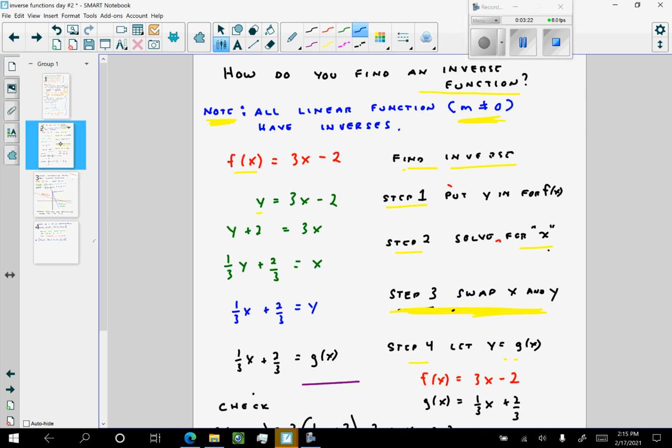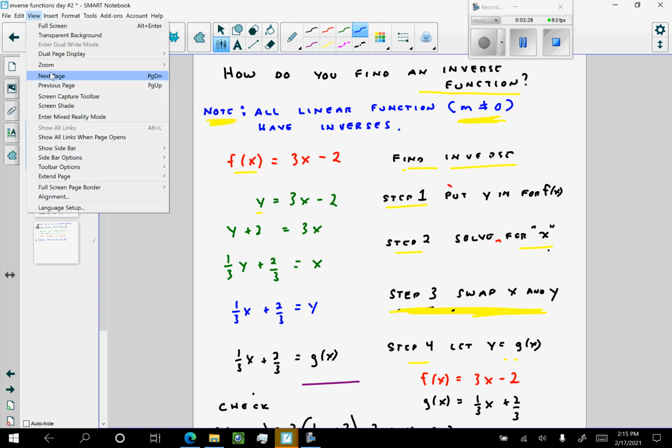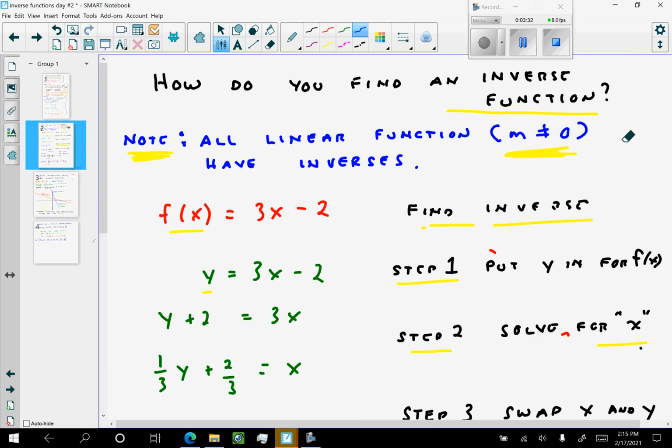Page 2. Page 2 is how do you find an inverse? Same thing we did yesterday. This is very important, that you know how to find the inverse. Let's zoom out. Okay, the question was, how do you find an inverse function?